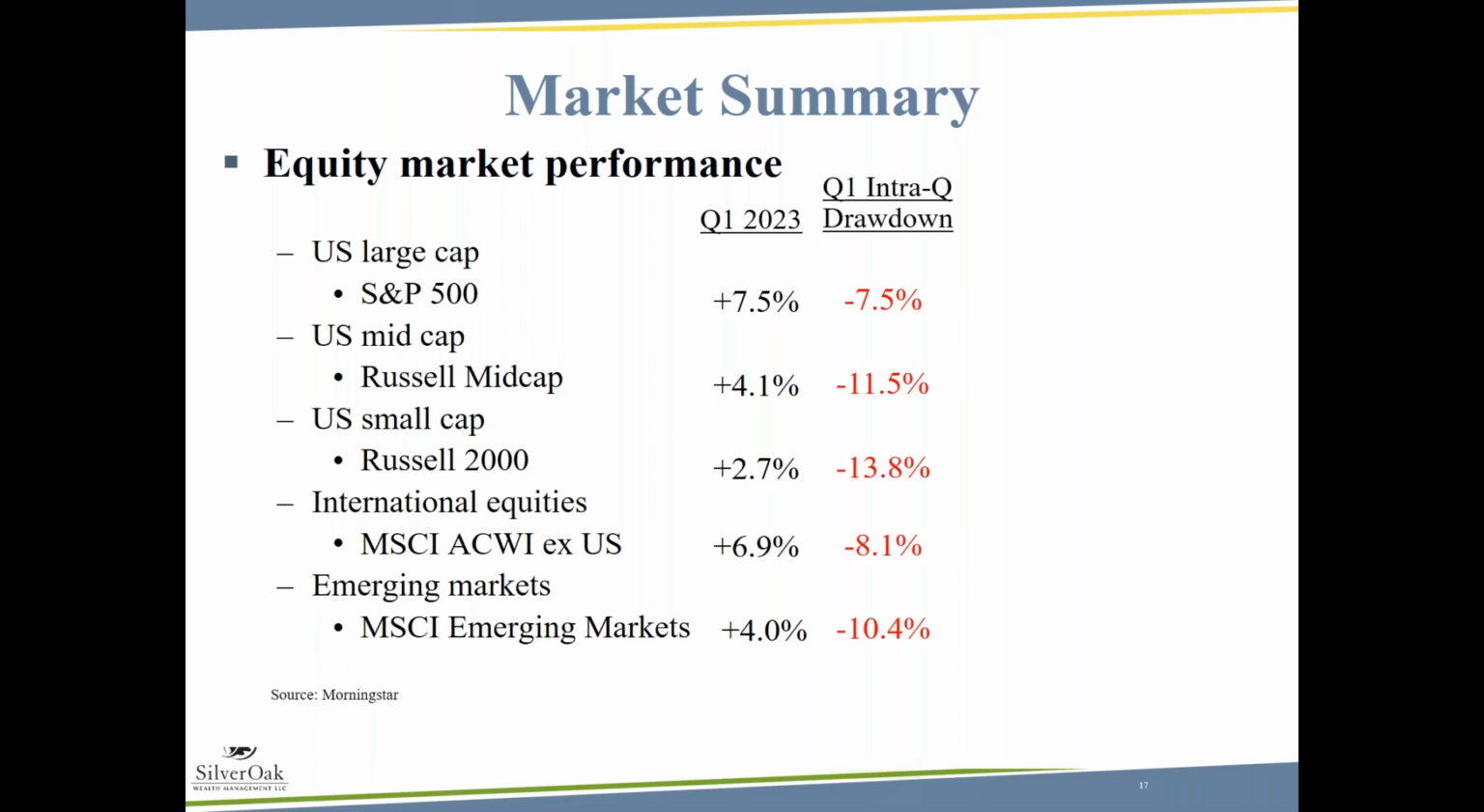So in just the first quarter, the intra-quarter drawdown, as an example for the S&P 500, was negative 7.5%. So from the high of the market during the quarter, at some point it dropped 7.5%, but still ended the quarter positive 7.5%. So quite a bit of volatility. Obviously, you're going to see small caps had equally as much, if not more, volatility. So it's not been particularly one direction, but it has been overall positive.